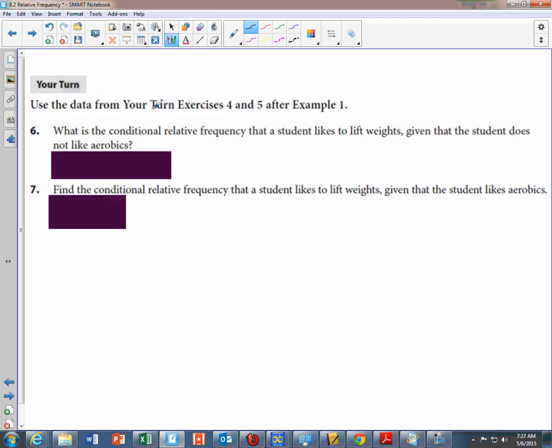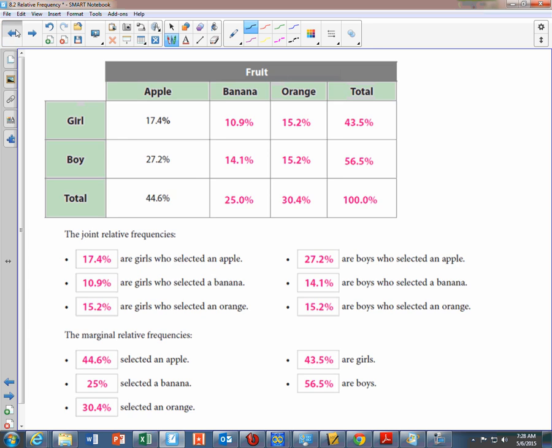So if you look, that's the table that's on page 362. And I'm going to go back and forth here so that hopefully that makes sense. It says, what is the conditional relative frequency that a student likes to lift weights? Okay, so we're looking for a student that likes to lift weights. I like to underline what we're looking for. Given that the student does not like aerobics. So we know it's a student that doesn't like aerobics. We want the total number of students that don't like aerobics, and we're going to put that, think about where we're going to put it. We're going to put it on the top or the bottom. So how many students don't like aerobics?